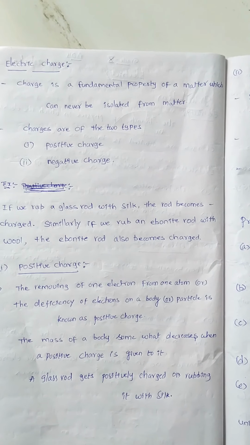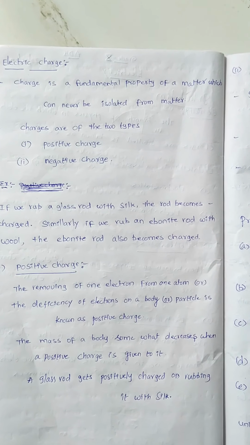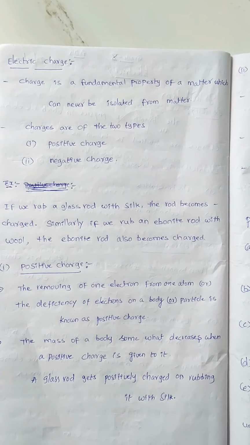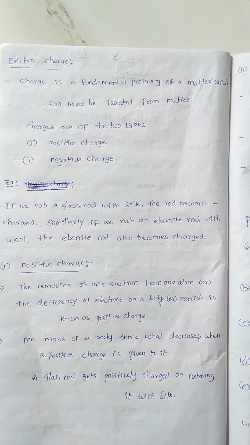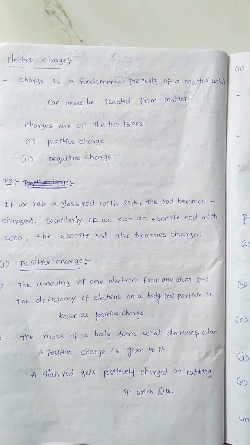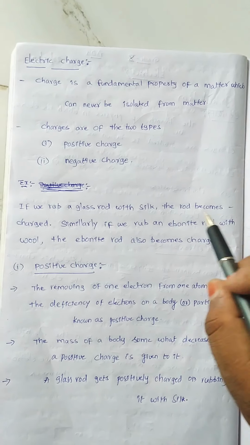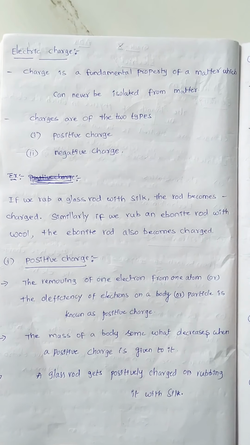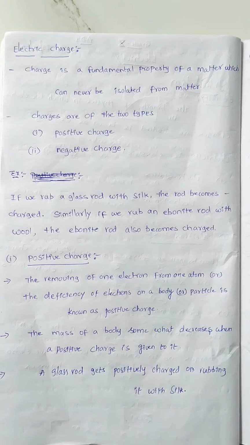For example, the charge of an electron is negative, and the charge of a proton is positive, but mass is always positive. So charge is like mass. Charge is a fundamental property of matter which can never be isolated from matter. Second point: charges are of two types, as we know very well. One is positive charge, like a proton, and the other is negative charge, like an electron.